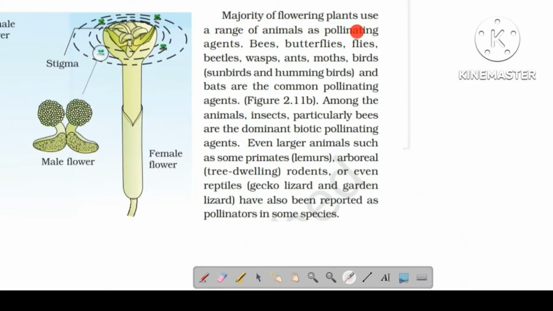Majority of flowering plants use a range of animals as pollinating agents. Bees, butterflies, flies, beetles, wasps, ants, moths, birds, sunbirds and hummingbirds, and bats are the common pollinating agents. Among the animals, insects, particularly bees, are the dominant biotic pollinating agents. Even larger animals such as some primates like lemurs, arboreal tree-dwelling rodents, or even reptiles like gecko lizard and garden lizard have also been reported as pollinators in some species.